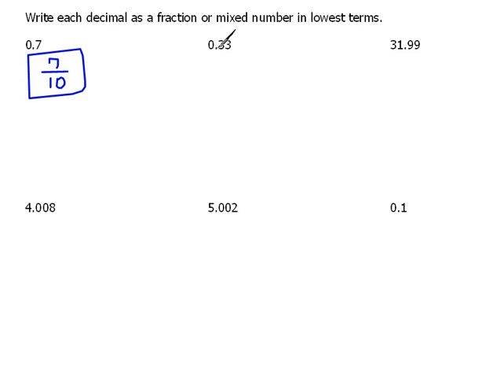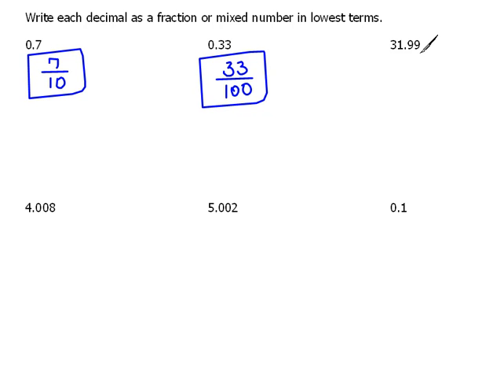This next one says we have 0.33. So again, we read the decimal portion and then the place value. So this would be 33. This is the tenths and the hundredths position. So it's 33 hundredths. If we write that as a fraction, that would be 33 over 100, or 33 hundredths. That's exactly how that works.